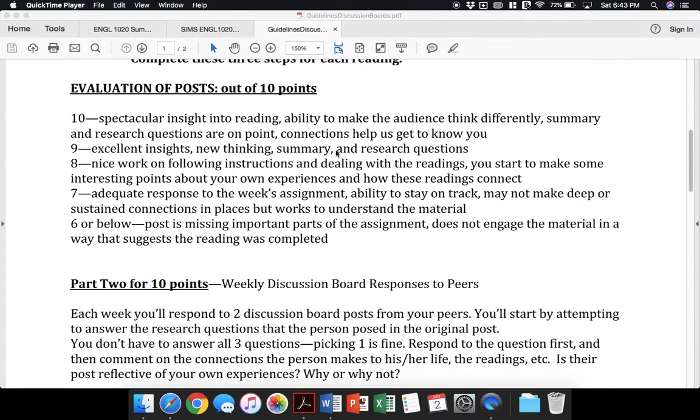In the discussion board guidelines, there's a breakdown of how I grade each discussion board post. So 10, spectacular insight, 7, adequate.